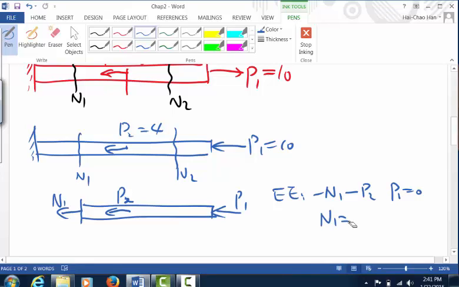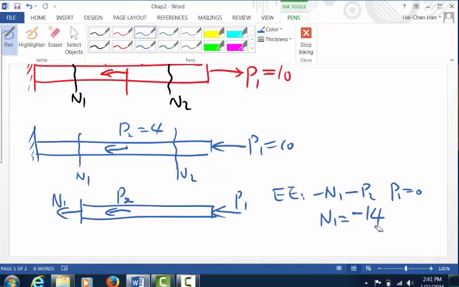Plug in. So what's the answer? Do you need a calculator? Anyone need a calculator for this? Okay. If you're not sure, you can use a calculator. That's fine, but that just slows you down, right? Okay, so what's N1? Negative 14 Newton. All right?